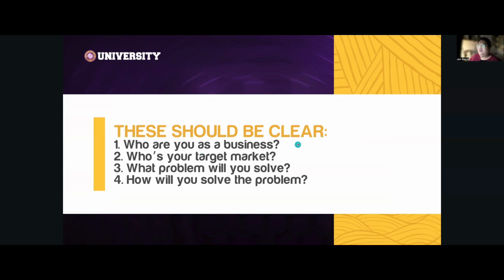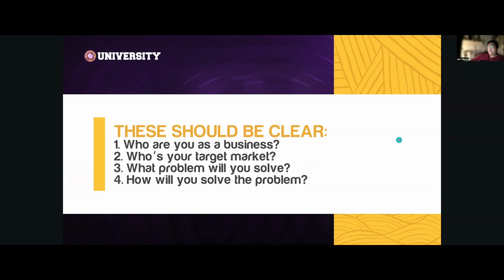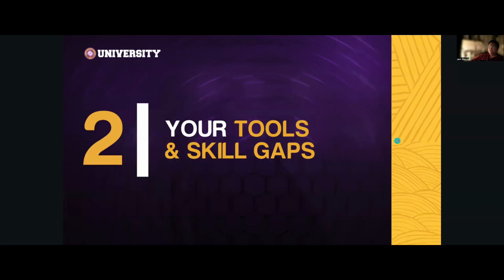Number one, who are you as a business? Who's your target market? What problem can you solve, and how will you solve that problem? These four things should be solid already for you, if you seriously went through the VA business plan modules from the previous manuals and the previous series, I think series number 3 and 4. Then you should have this already. This should be answered already, because everything starts there.